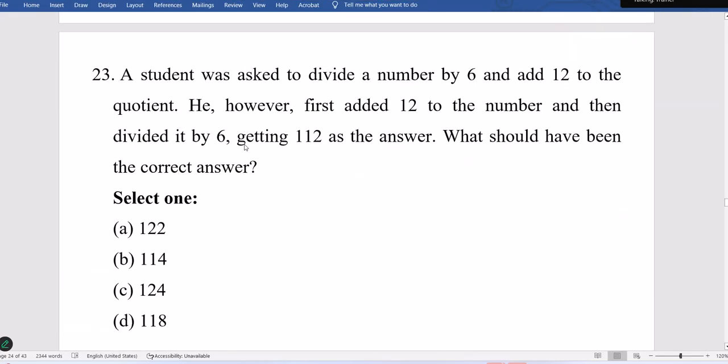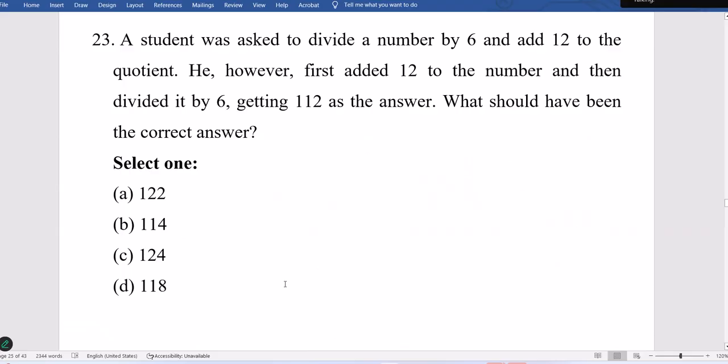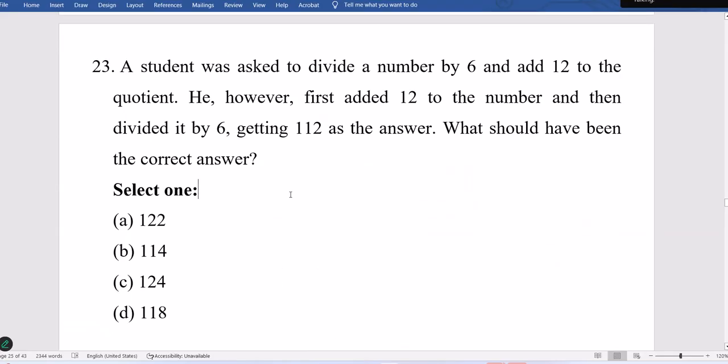Now let's see about 23. Focus on 23 now. Everyone please see this.